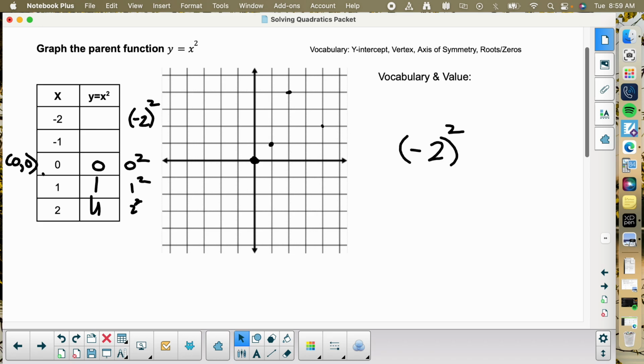And Desmos will do the same thing. If you don't put it in parentheses, Desmos will also give you the wrong answer. Because I know you guys should know the answer without a calculator, like -2 times -2 should be +4.